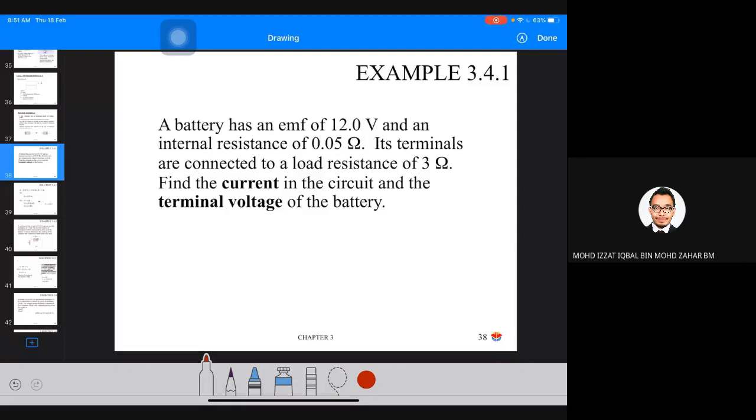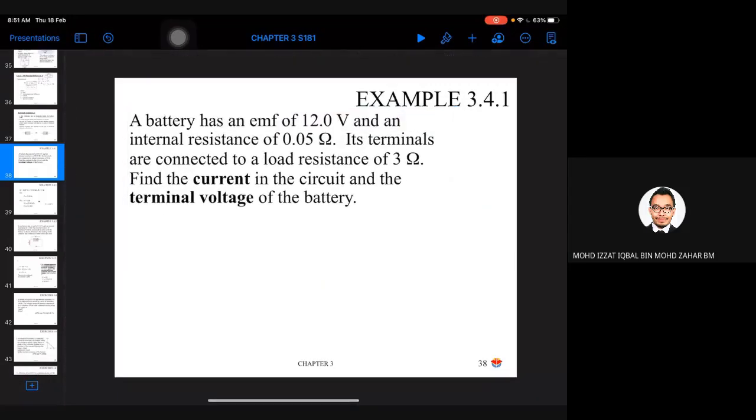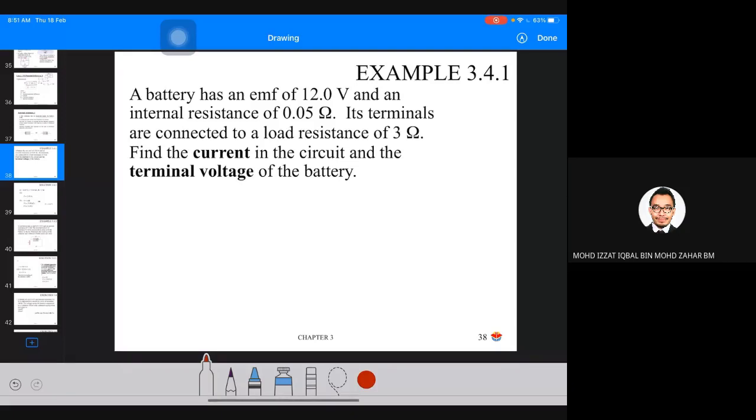And then you can see that the values of r tu biasanya memang kecil juga. Normally less than 1 lah, normally. But it depends on the size of the battery. So this is the battery. Yang battery tu tak perlu lukis pun. Saya just lukis sebab nak tunjuk kamu. And then it's connected to a resistance of 3 ohm.